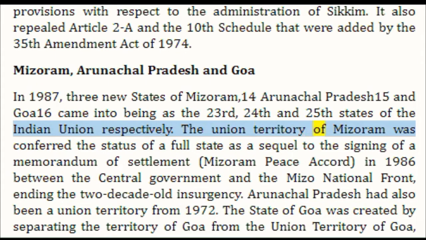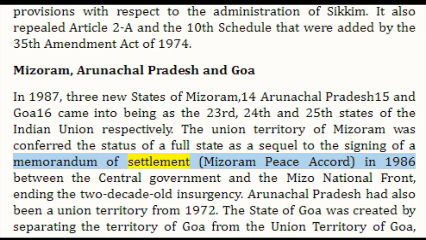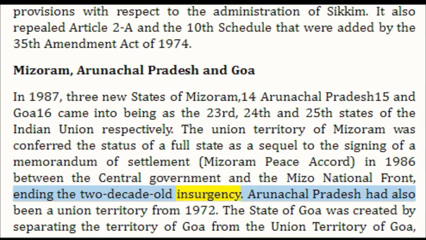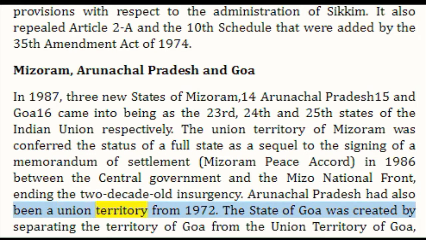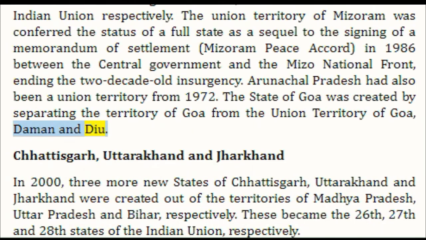The Union Territory of Mizoram was conferred the status of a full state as a sequel to the signing of a Memorandum of Settlement, Mizoram Peace Accord, in 1986 between the central government and the Mizo National Front, ending the two-decade-old insurgency. Arunachal Pradesh had also been a union territory from 1972. The state of Goa was created by separating the territory of Goa from the Union Territory of Goa, Daman and Diu.